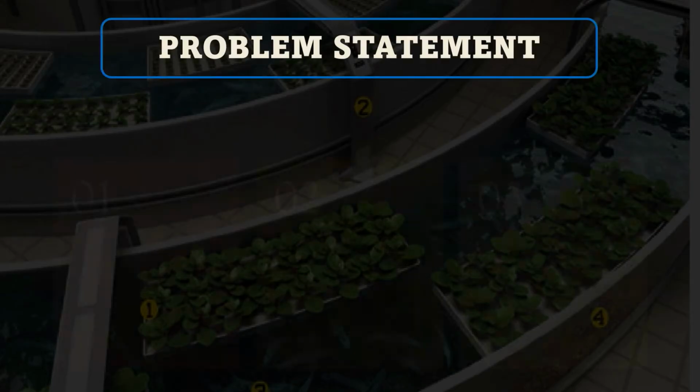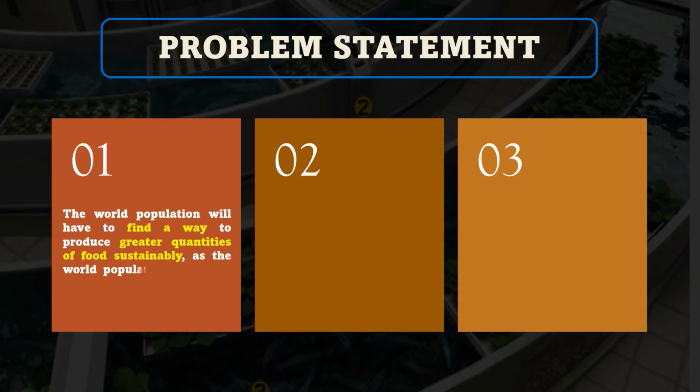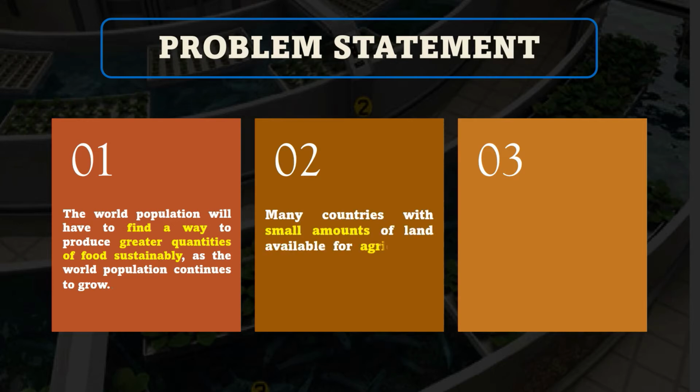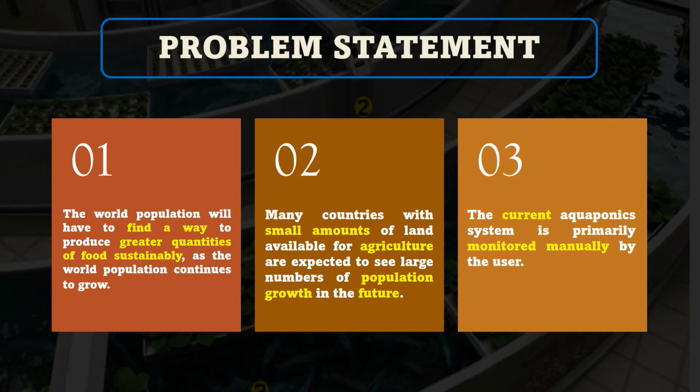The second subchapter is problem statement. First, the world population will have to find a way to produce greater quantities of food sustainably as the world population continues to grow. Secondly, many countries with small amounts of land available for agriculture are expected to see large population growth in the future. And lastly, the current aquaponics system is primarily monitored manually by the user.